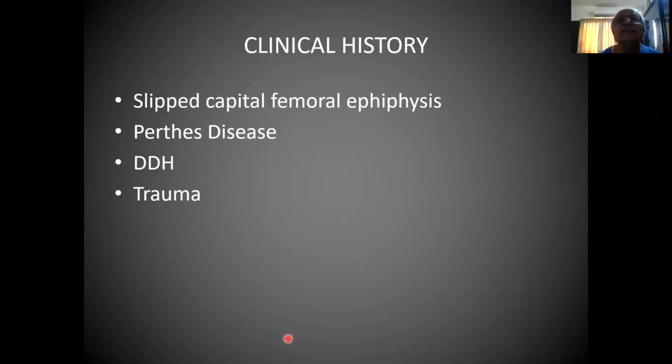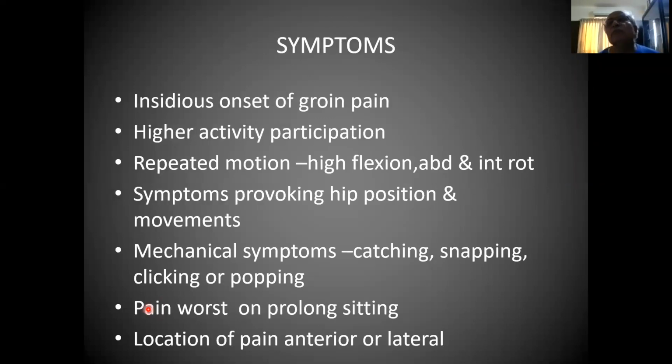So clinical history in these patients: slipped capital epiphysis, Perthes, DDH, and post-traumatic can also develop the picture of a mixed picture. What are the symptoms of these FAI patients? The insidious onset of groin pain, very classical. They have a groin pain, which will come with what is known as the C sign.